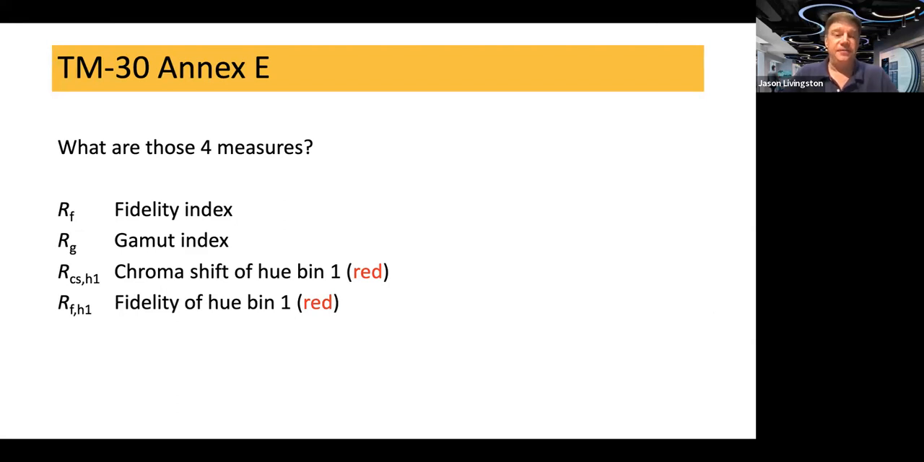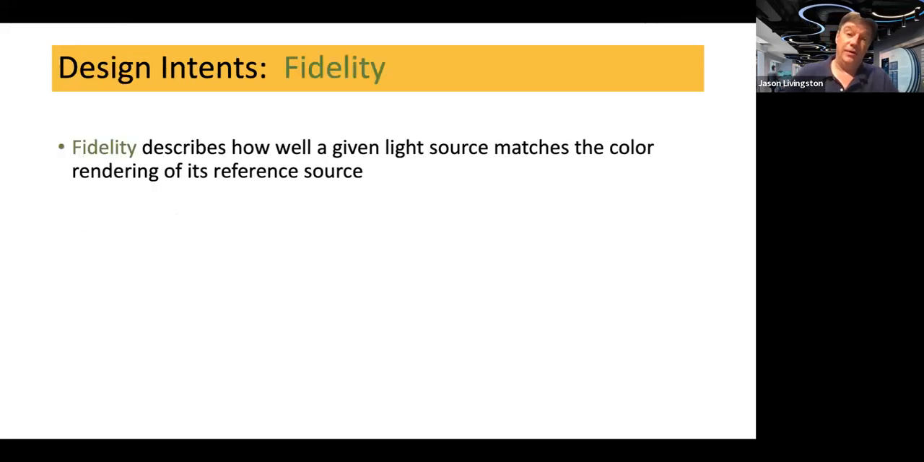And so with these 4, a broad fidelity metric, and then using the fidelity of red as a control, and a broad chroma metric, and then using the chroma shifting of red as a control, we can evaluate a light source and say with a lot of certainty, yes, this achieves our goals of color rendering for fidelity and or vividness and or preference. So let's talk about these 3 goals in a little bit more detail.